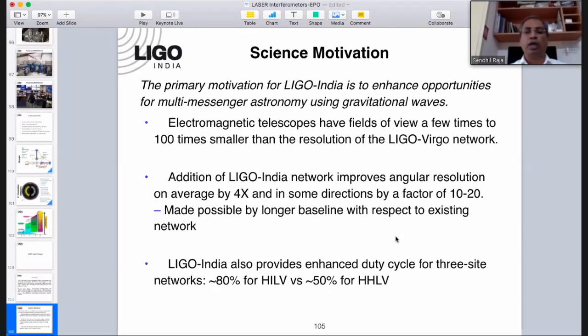I believe you would already have had a brief idea about why LIGO-India is important. You want to have as many telescopes as possible to improve the duty cycle. All the more so because LIGO-India is at a place quite far away from the other 2 detectors, which forms a very large baseline. So it gives you a better pointing accuracy for electromagnetic follow-ups, and that's an important step if you want to do multi-messenger astronomy.